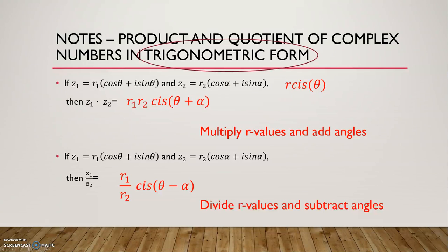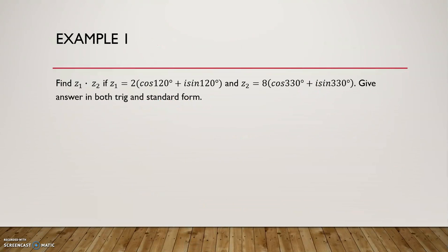Okay, so I'm going to do one of each for you, one with multiplying, one with dividing, and then do something else. The first one we're going to do here is Z sub 1 is 2 cosine 120. The second one is Z sub 2, 8 cosine 330. We're going to give answers in both trig form and standard form.